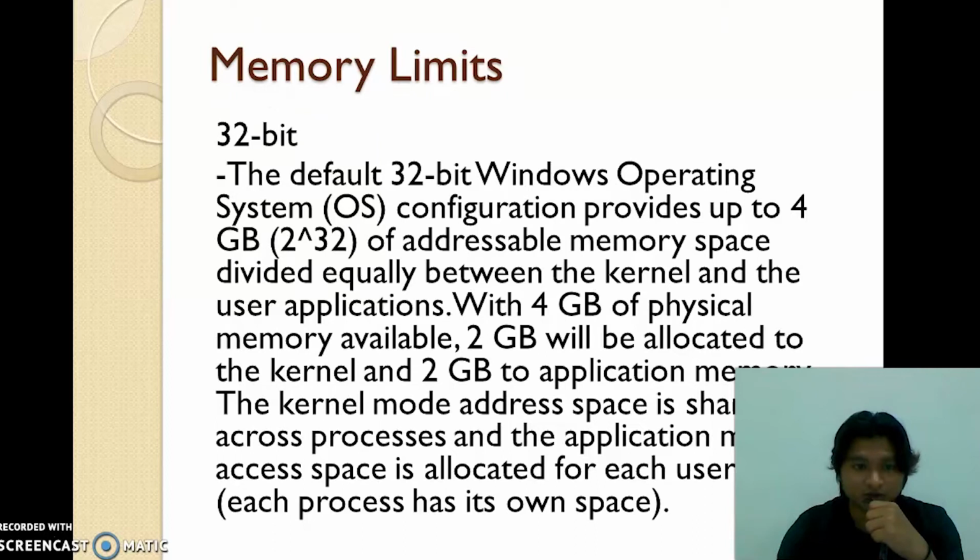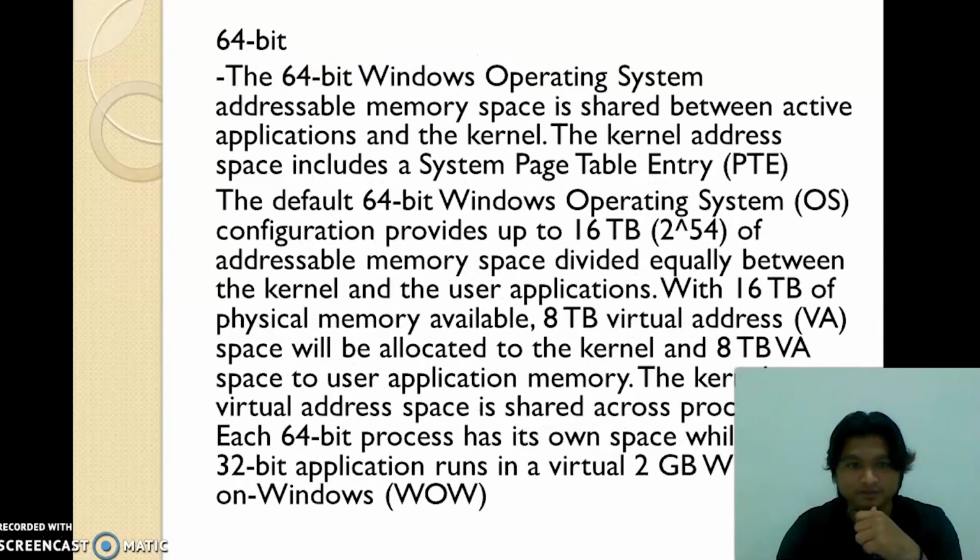For memory limits, 32-bit: the default 32-bit Windows operating system configuration provides up to 4 GB of addressable memory space divided equally between the kernel and the user application. With 4 GB of physical memory available, 2 GB will be allocated to the kernel and 2 GB to the application memory. The kernel mode address space is shared across processes, and the application mode address space is allocated for each user process. Each process has its own space.